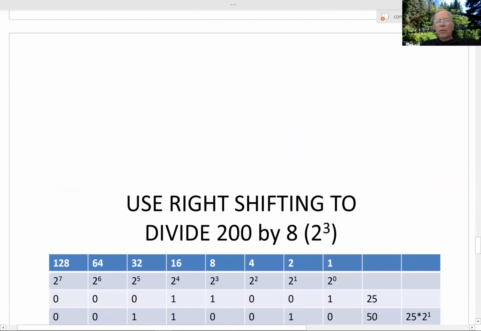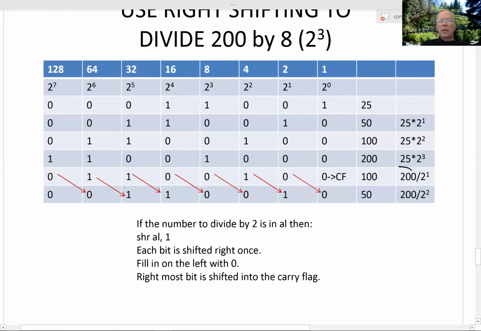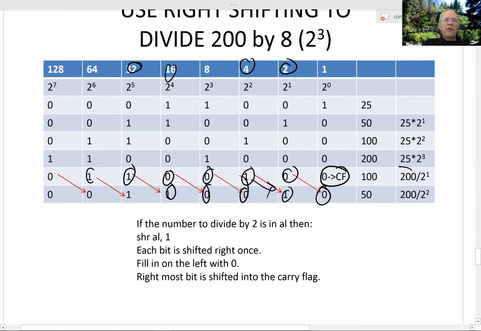But we're dividing by 8, so we have to do it again. Once again, the rightmost bit, the 0, goes in the carry flag. All the other bits get shifted to the right by 1. So this 1, which was a 4, gets shifted to the right and becomes a 2. We have 1, 2, and all these other bits get shifted to the right. This 1, which was a 32, becomes a 16. And this 64, shift right, becomes a 32.